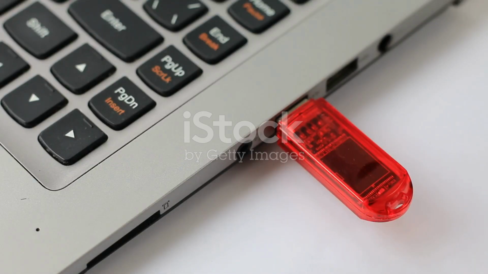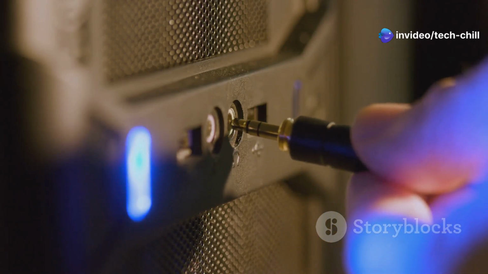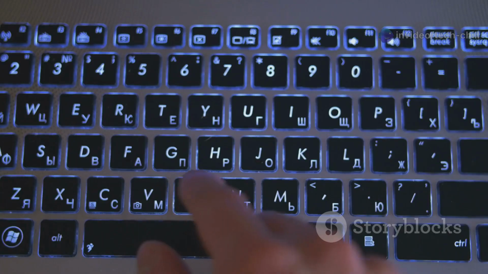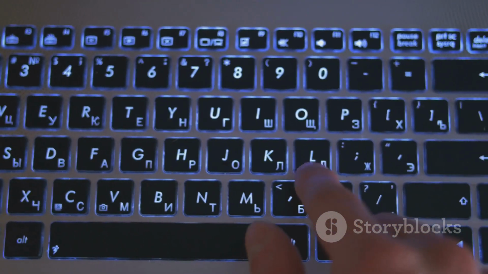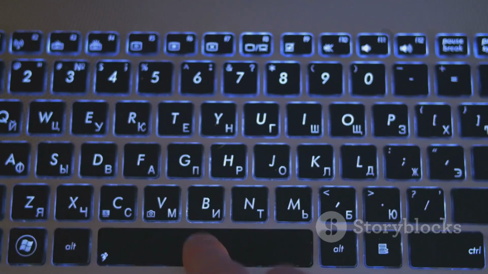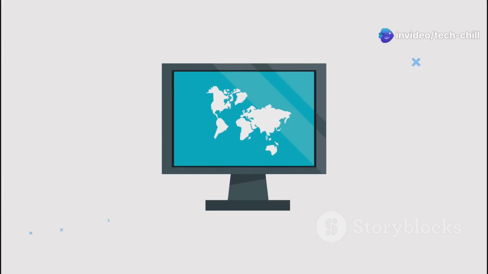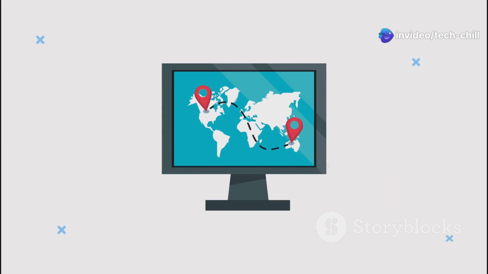Step 2 is to boot from the USB or DVD. Go ahead and insert the Windows USB or DVD into the affected PC. Now restart the PC. When it starts up, press the boot menu key. This could be F12, F10, ESC, or Dell, depending on your computer. Then select the USB or DVD as your boot device. Just hang tight for a moment while the Windows setup screen loads.